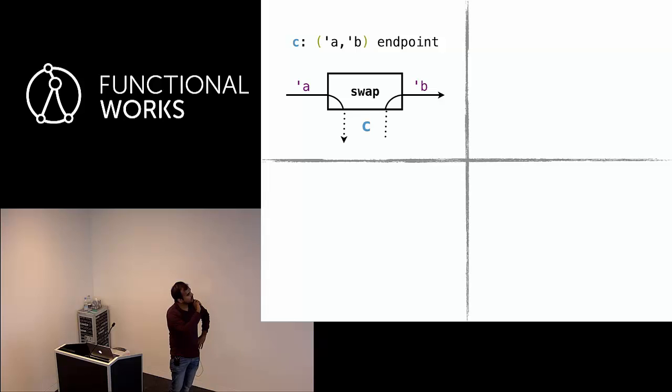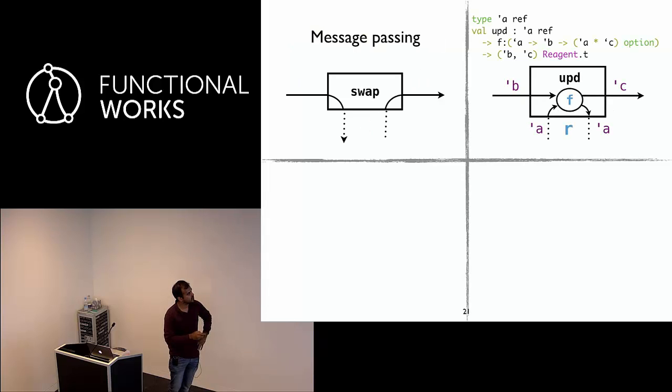So while this channel endpoint represents message passing, as I mentioned before, reagents also provide you shared memory. The type of the shared memory reference is alpha ref, as one would expect, but you don't have the usual reference update function. Instead, you have this weird-looking function called UPD, and what it does is it takes in a shared memory reference, but it also takes in the function f, which is applied to the current value of the reference, an input value of type B, and f is supposed to return an optional value.